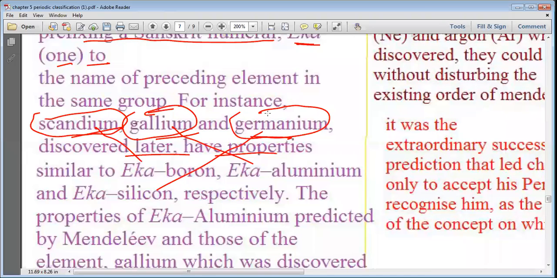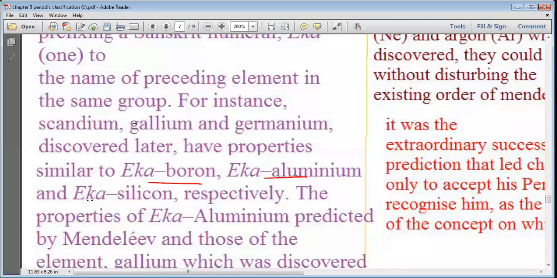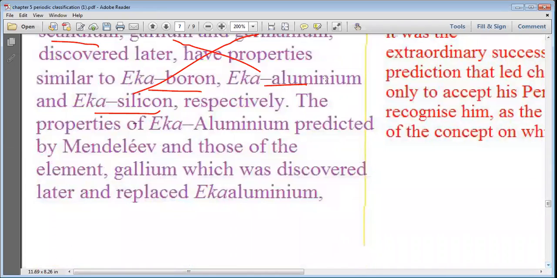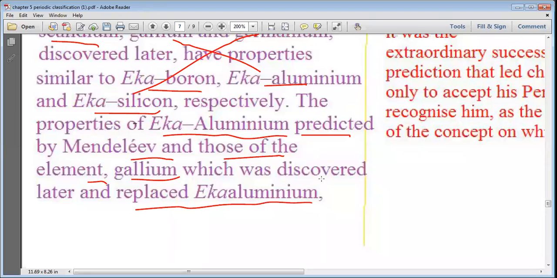These gaps, when they were left for a particular element, were given names. The gap which was given the name eka boron, later on a new element was discovered, which was scandium. The gap given the name eka aluminium, later on gallium was discovered for that. The gap given the name eka silicon, germanium is the new element which was discovered for that gap. And then the properties of eka aluminium predicted by Mendeleev, and those of the other element, gallium, which was discovered later, replaced eka aluminium.